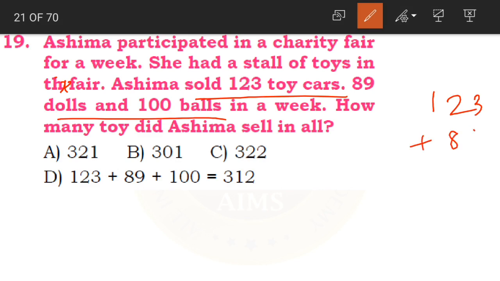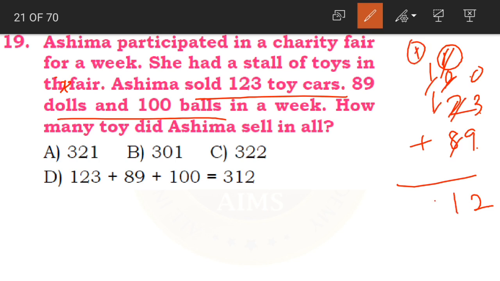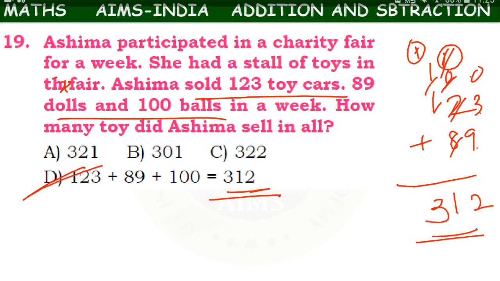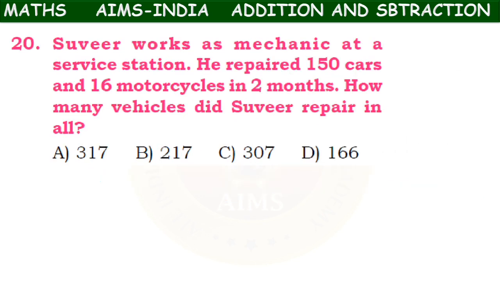123 plus 89 plus 100. So here, 0 plus 3, 3. 3 plus 9, 12. 2 here, 1 carried. 1 plus 0, 1. 1 plus 2, 3. 3 plus 8, 11. 1 here, 1 carried and 1, 1, 1 becomes 3. What is the answer? 312. That is option number D. Clear, right, children? The total toys she sold will be equal to the total of all the toys, that is cars plus dolls plus balls.